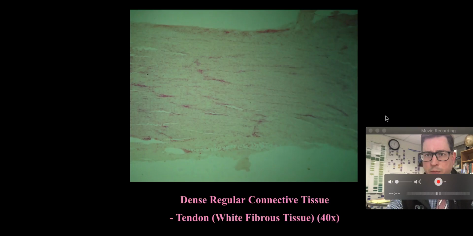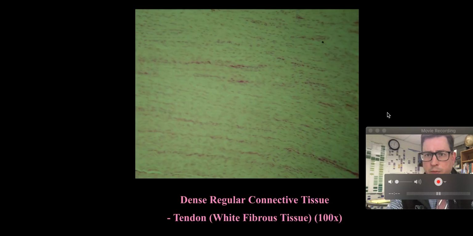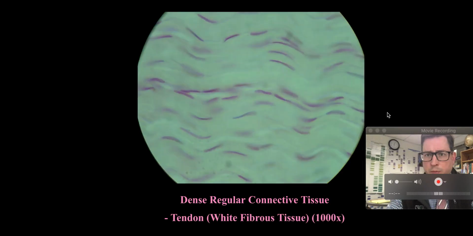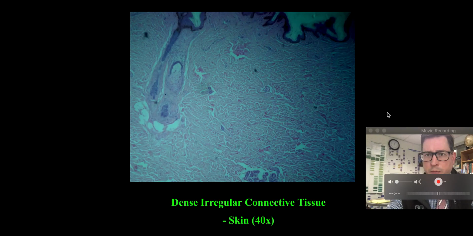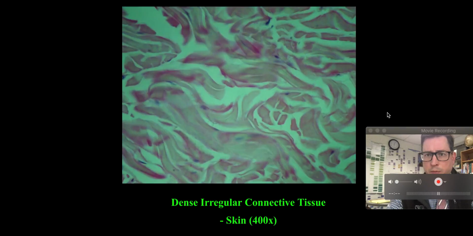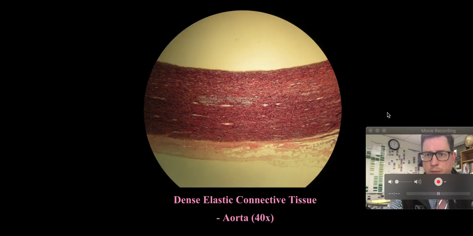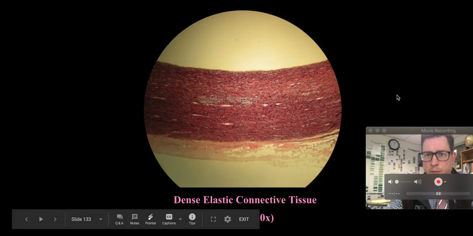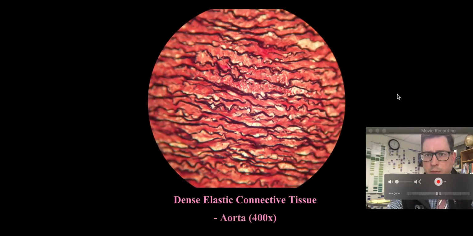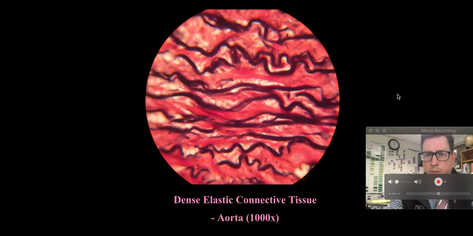Dense regular connective tissue: you can see the tendon, the waviness of the tendon, with not a lot of blood vessels. And then dense irregular connective tissue, and you can tell right away it's much more irregular in terms of its shape. Okay, the dense elastic connective tissue, this would be like the aorta. You saw that before when we started the video. We can see how it's going to be more stretchy here. It's got more elastin in there so that it can really stretch out and expand.